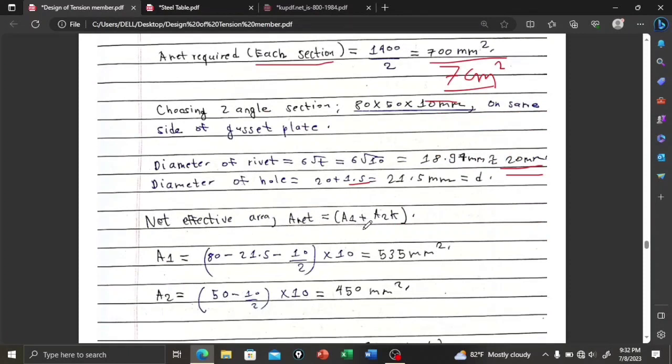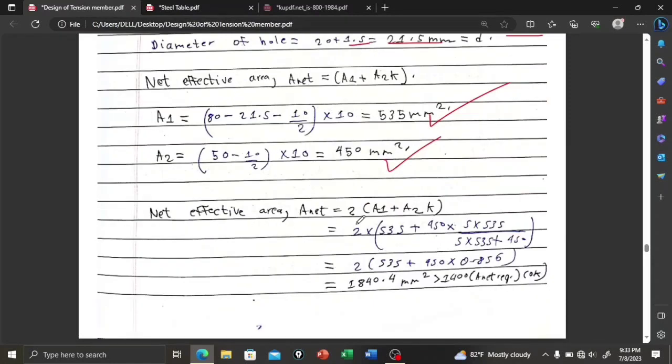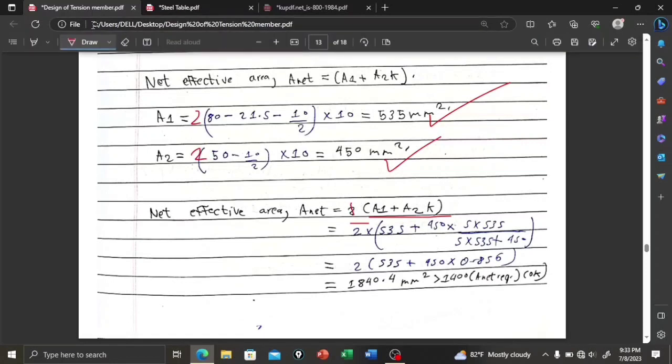Net effective area, A net, is A1 plus A2 k. A1 is 80 minus diameter of hole 21.5, times thickness divided by 2, and thickness, it is 535 mm². A2 is 50 minus thickness 10 divided by 2, this is the length, and multiplied by thickness will give the area of 450 mm². So net effective area is 2 times, since there are 2 angles, 2 times A1 plus A2 k.